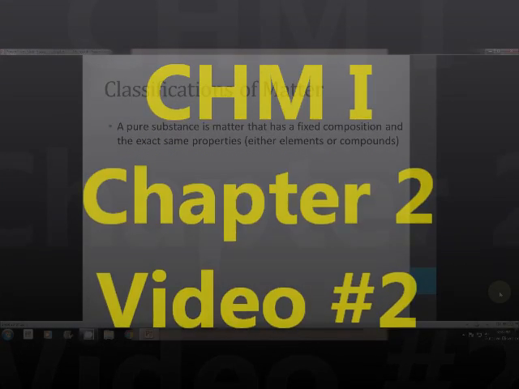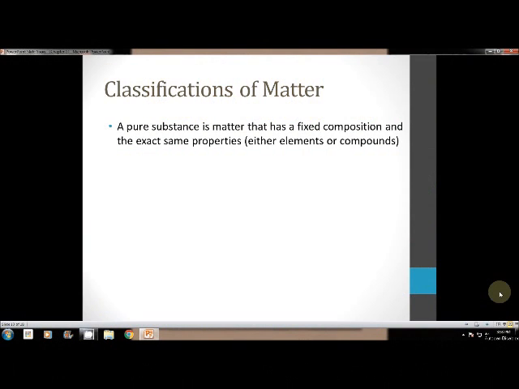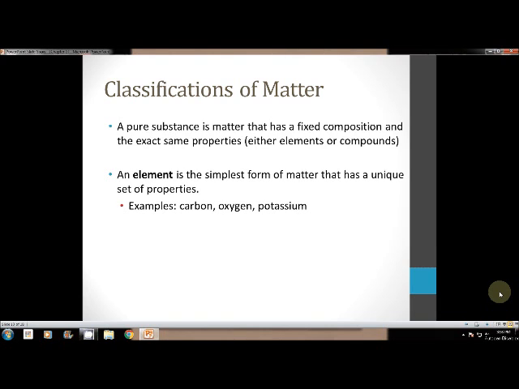Finish up Chapter 2, we are going to talk about classifications of matter next. A pure substance, we mentioned that before, is matter that has a fixed composition and the exact same properties. Either elements or compounds can be a pure substance. An element is the simplest form of matter that has a unique set of properties.